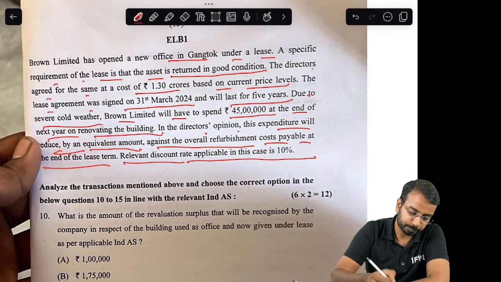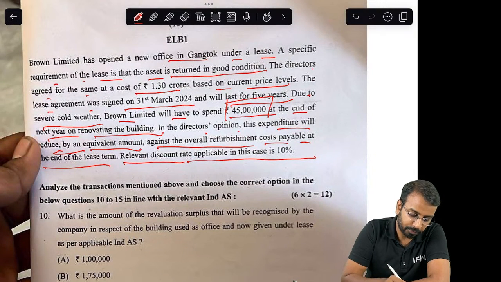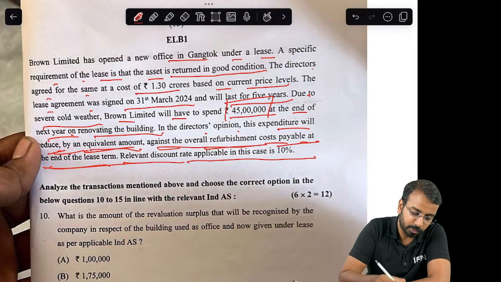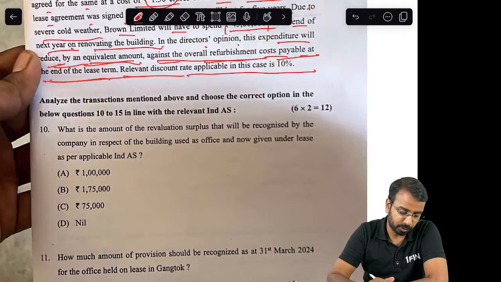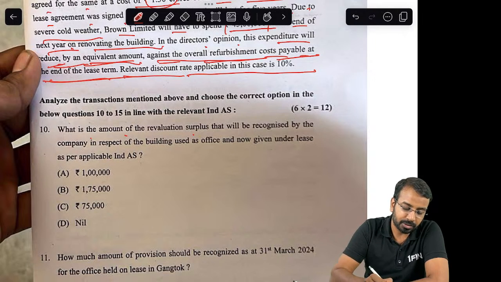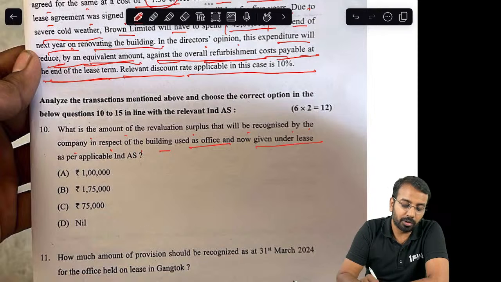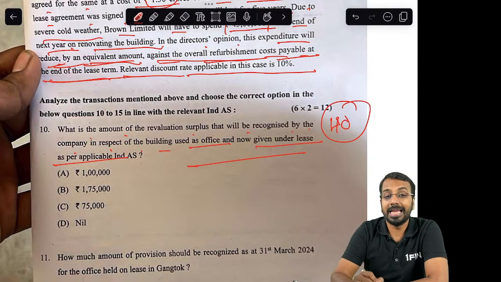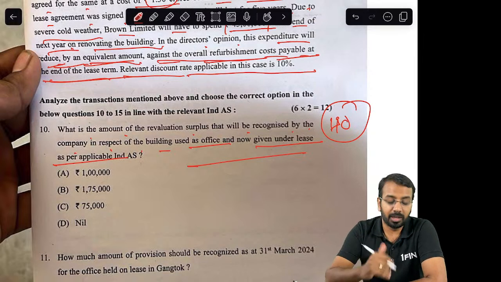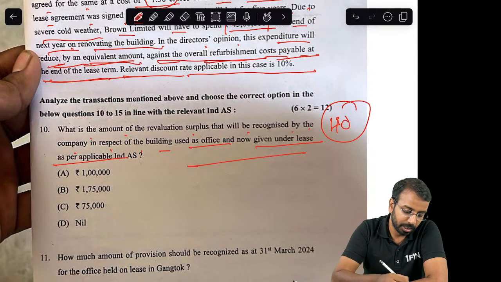Okay, so here 45 lakhs will be spent for renovation. The expenditure will reduce by an equivalent amount against the overall refurbishment cost payable at the end of the lease term. So whatever you are expected to pay, that 1.3, at the end of the lease term, that is being reduced. First, what is the amount of revaluation surplus that will be recognized by the company in respect of building used as office now given under lease? Once you give under lease, it comes under the purview of Ind AS 40, and then fair value model is not applicable, revaluation model is not applicable, so you'll carry it at cost.